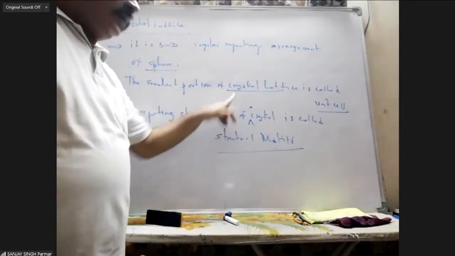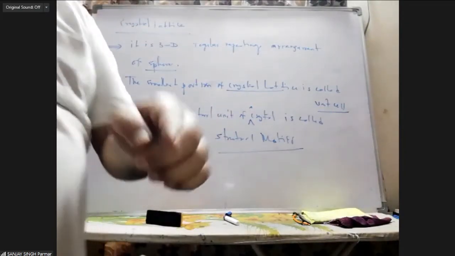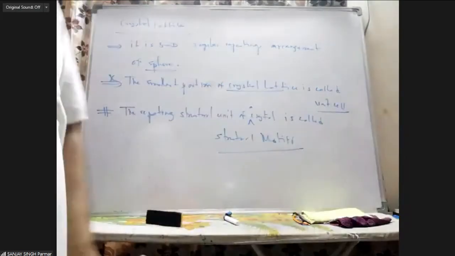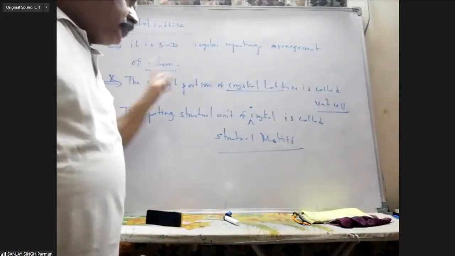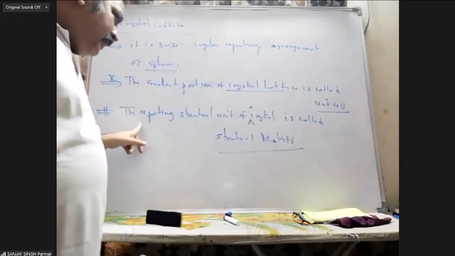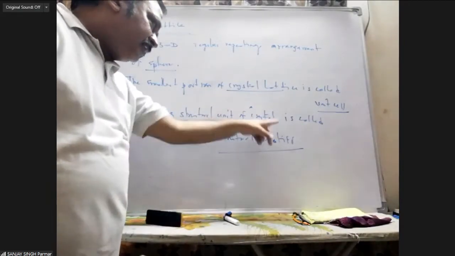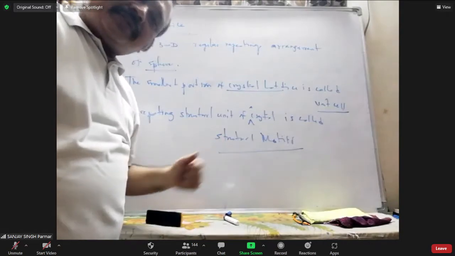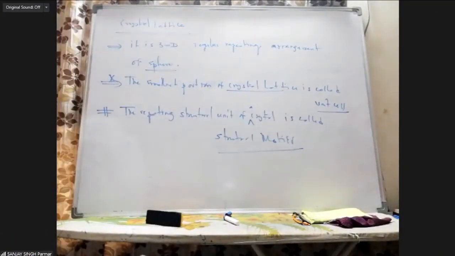Be very careful in this too. Both are not the same. The smallest portion of a crystal lattice is called the unit cell. The repeating structural unit of a crystal is called a structural motif. So the unit cell is the smallest portion of the crystal lattice. Any doubts here?